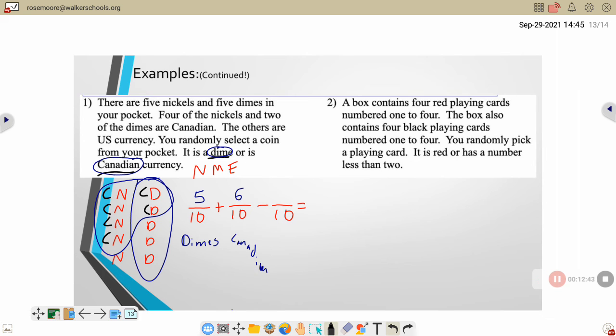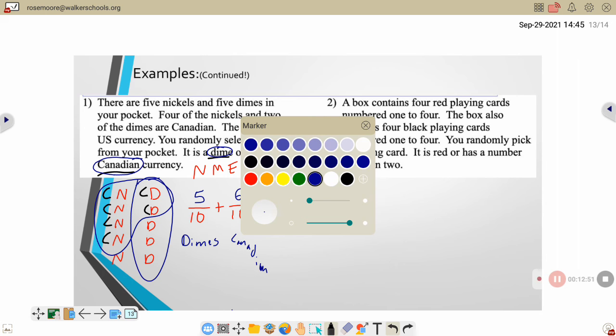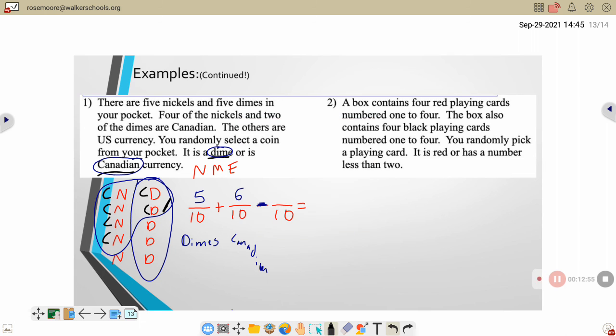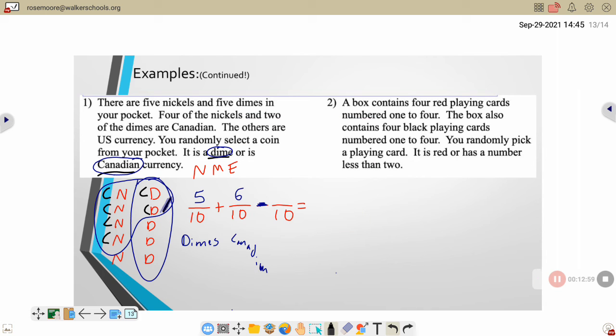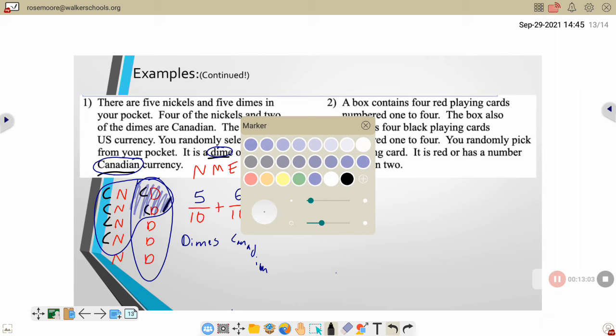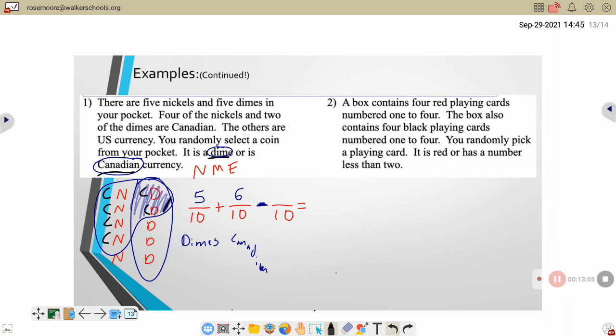We will now subtract the overlap. Okay, which is going to be Canadian dimes. And you'll notice when I said overlap, I meant that quite literally. If you drew it out how I showed you, okay, you literally have overlap. Right here, there's our overlap. Okay, that literal overlap is 2, so we don't want to double count our Canadian dimes.